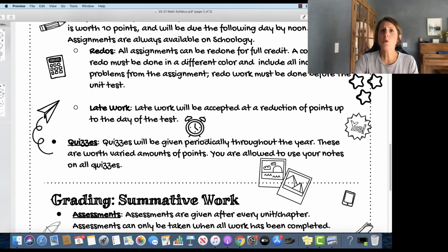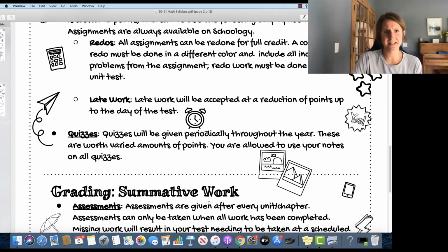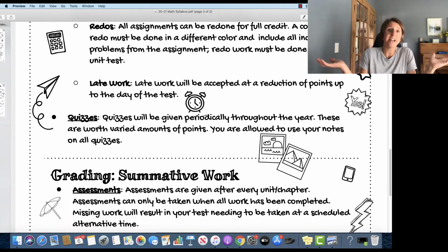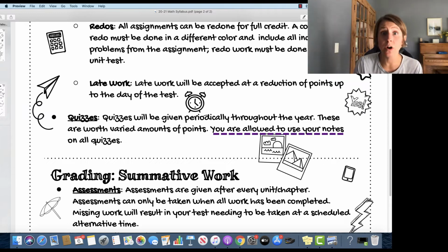Quizzes. We'll have more quizzes this year. We didn't have very many quizzes in 6th grade. They're going to be given just periodically throughout the year, and you can use your notes. Just like we did in 6th grade, we could use our notes on quizzes. So really nice reminder that you're going to have math notes pretty much on a daily basis. Make sure you're taking good notes. Notes are a great strategy, right?